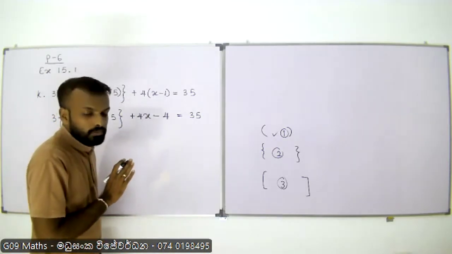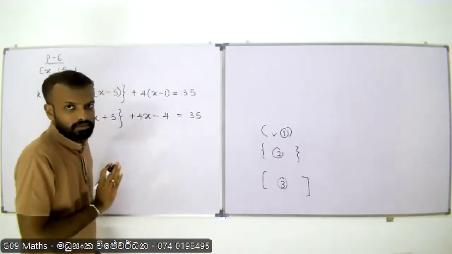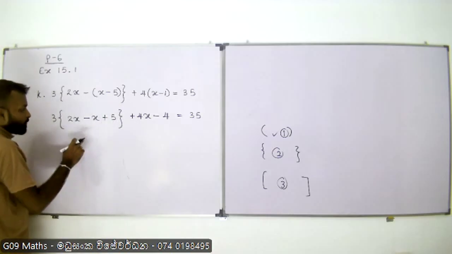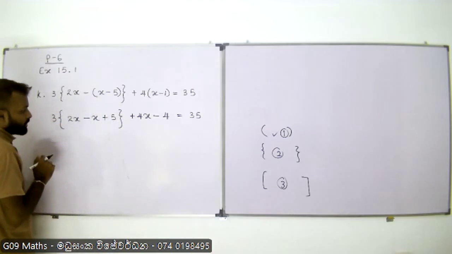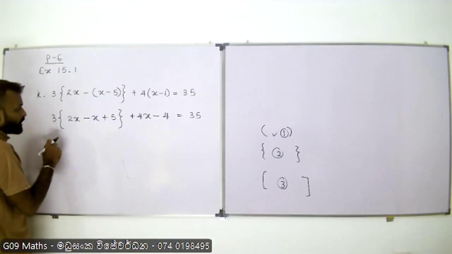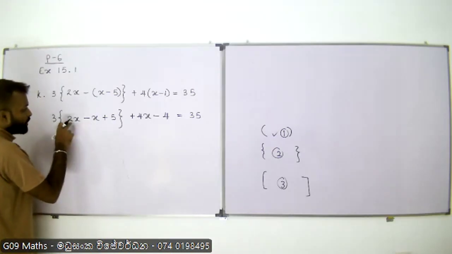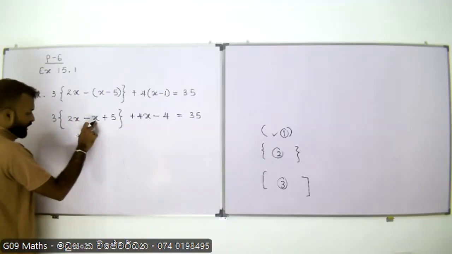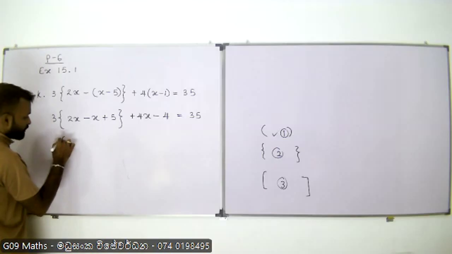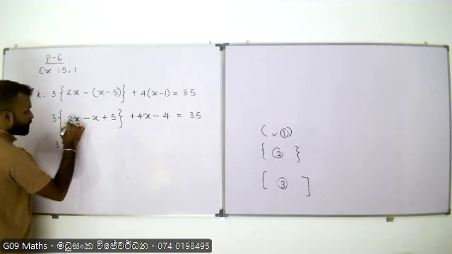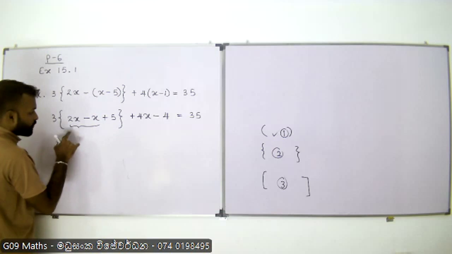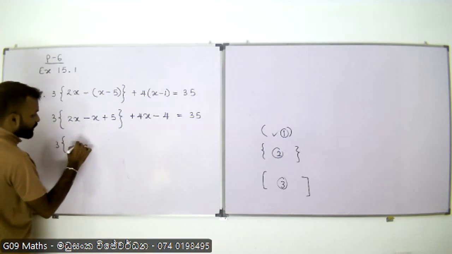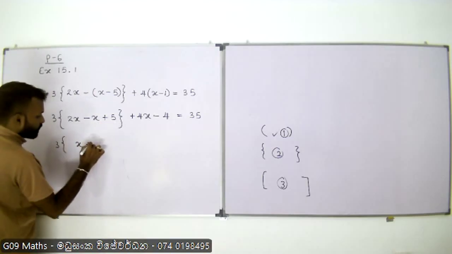I am not going to do any simplifications yet. First of all, I am going to simplify the brackets and remove the brackets. So now we have only the curly bracket. Now I am going to simplify the curly bracket. Before that, I can simplify this one more time. 2x minus x means x. I can simplify that because they are like terms. These two are like terms. So I am going to simplify the like terms: 2x minus x, x, plus 5.